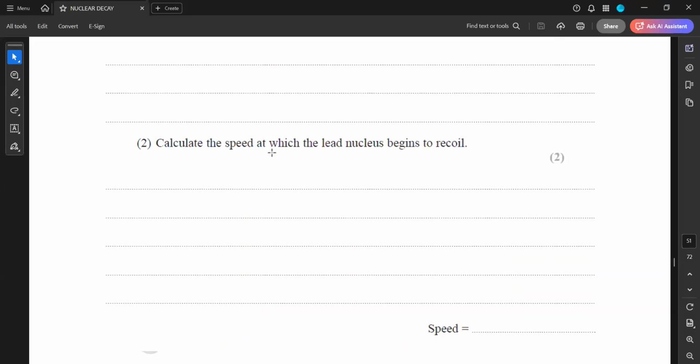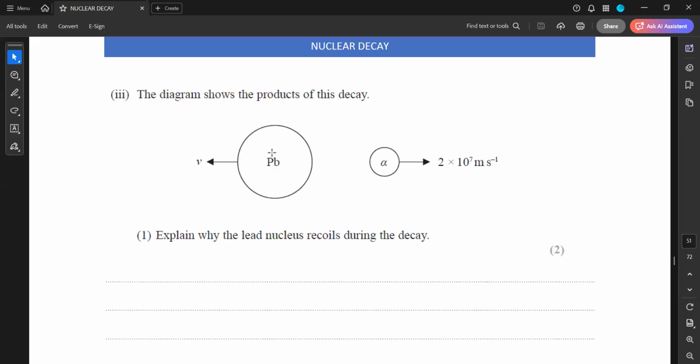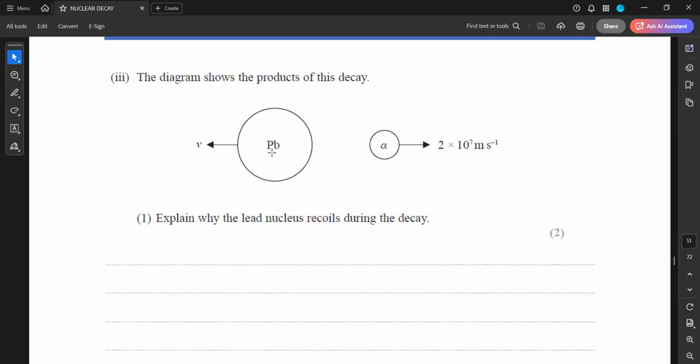Calculate the speed at which the lead nucleus begins to recoil. So initial momentum is 0. If I apply the conservation of momentum, lead is there, which is 82, remember. And the nucleon number will be like, the masses of proton, neutron, electron are constant. So that will be given to you.